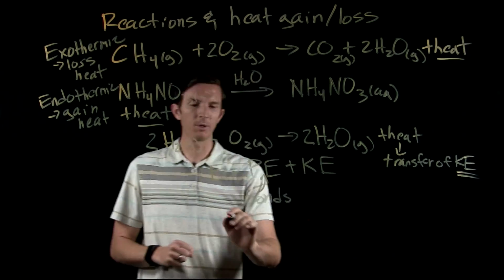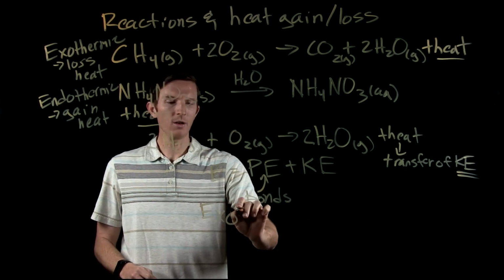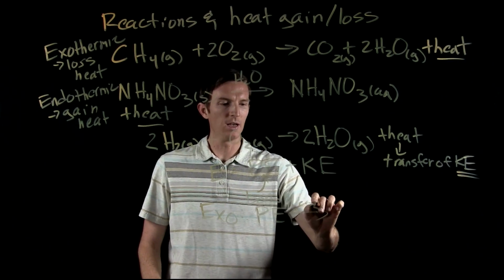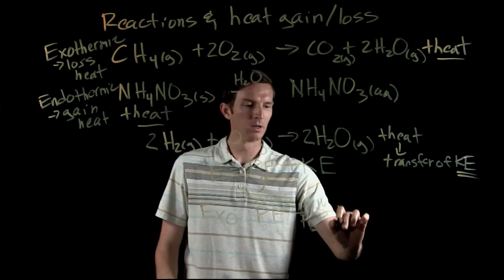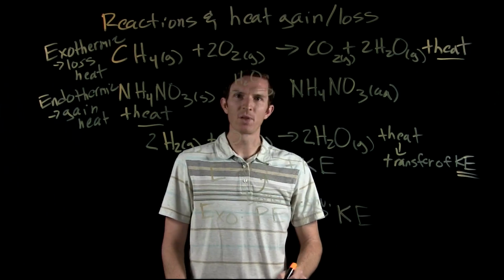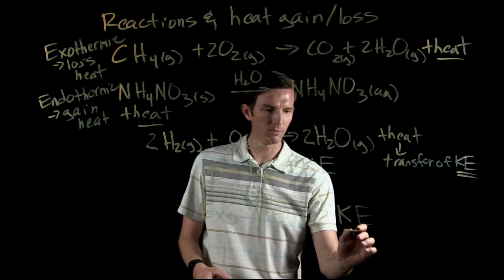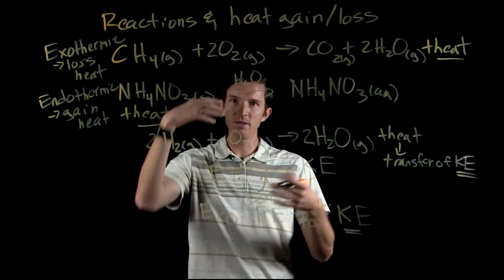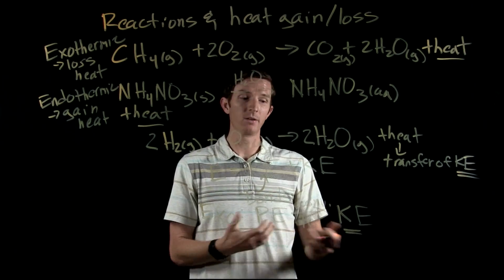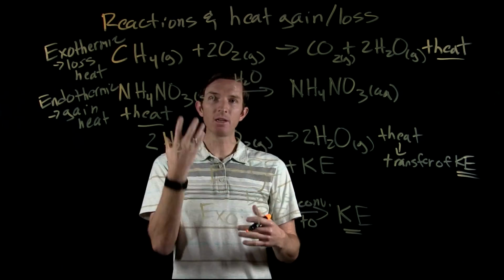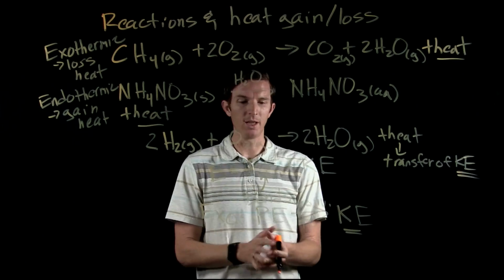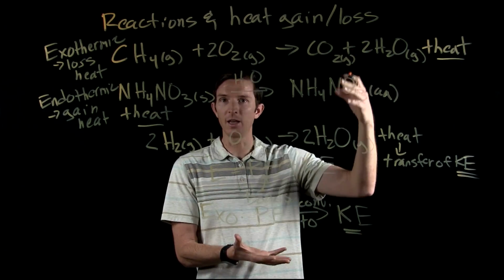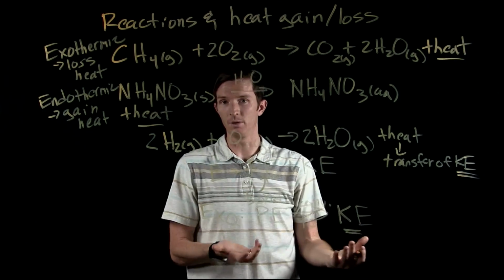So for an exothermic reaction, what we notice is that some of the potential energy is converted to kinetic energy. What does that do? We are getting kinetic energy here. It's going to increase the average kinetic energy, which increases the temperature. So that's why exothermic reactions feel warm. We let our potential energy convert into kinetic energy. That increases our average kinetic energy, it's a higher temperature, and it feels warm.